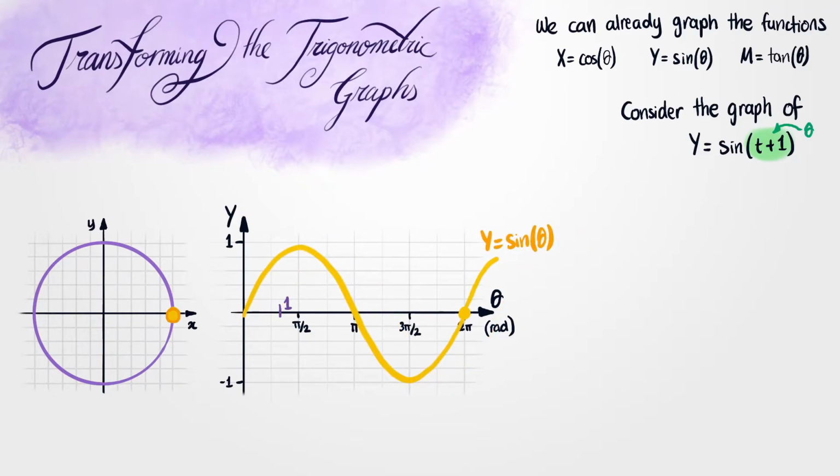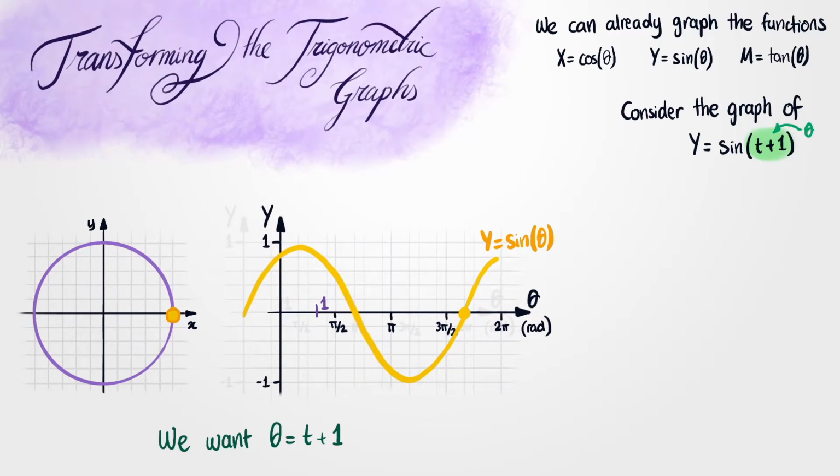Instead, if we're replacing theta for t plus 1, then we could say that theta equals t plus 1. Now it turns out that whenever we replace the input or the output, it actually moves the axis, not the graph. So in this case, the axis is moving to the right by 1. Now if this is counterintuitive to you, let me just go ahead and pick some random point on the graph and just show you that it's true.